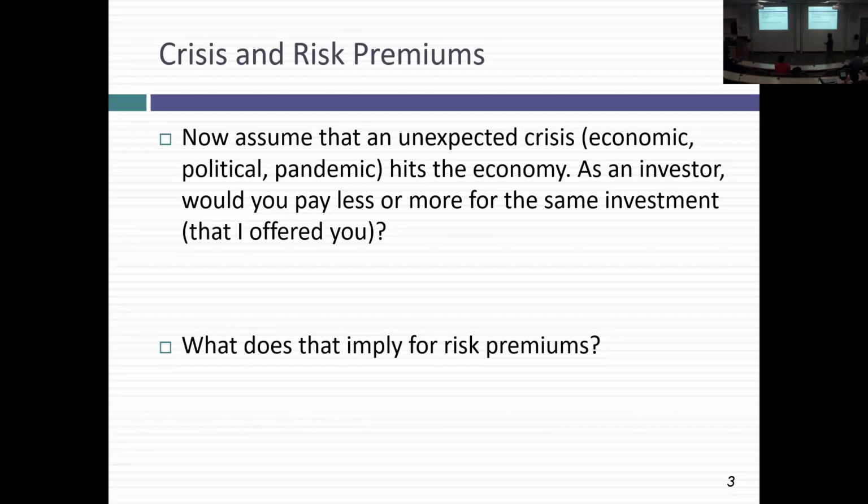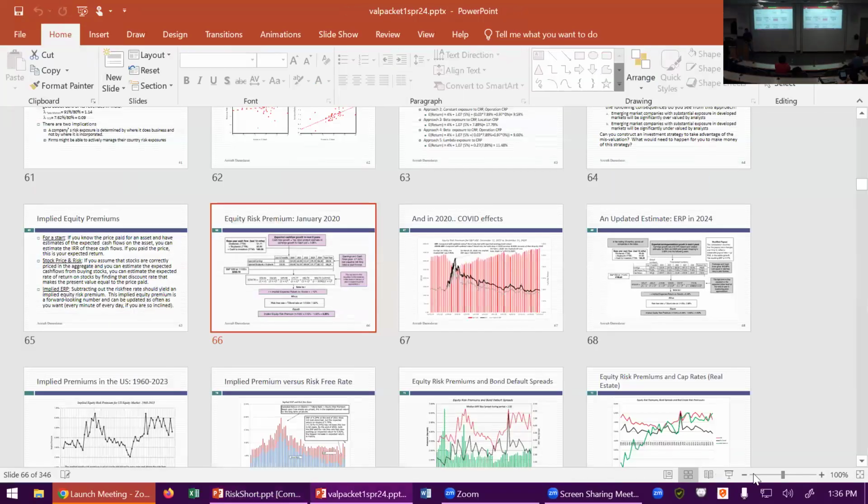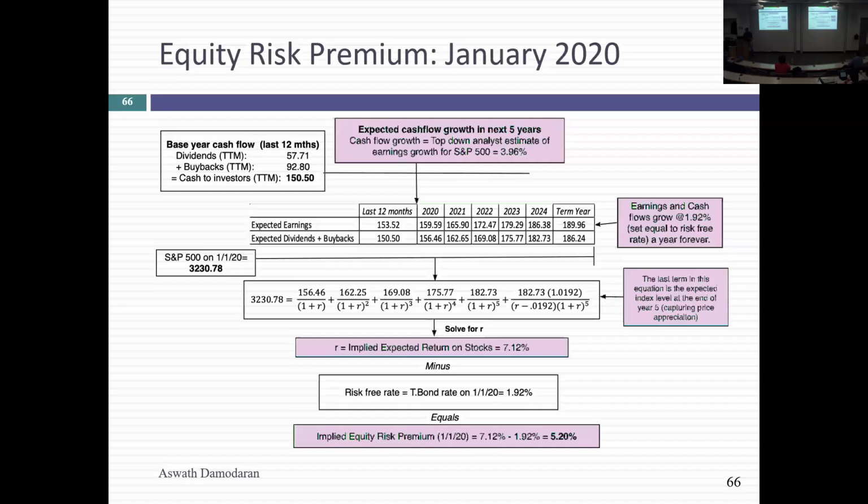So today I want to start with that and talk about how this plays out in the market, because it'll give you some insight into why we get crises. And how that plays out. So this is January 1st, 2020. I computed the equity risk premium for the S&P 500. And again, you can see the setup. What you paid for stocks, expected cash flow.